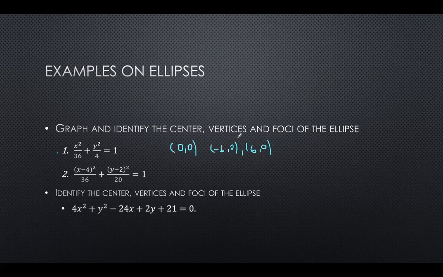And the other two co-vertices are on the y-axis, right? The b squared is 4, so b is 2. You have 0, 2, and 0, minus 2. And to calculate the foci, you need to find c. So c is equal to the square root of a squared minus b squared, which is the square root of 36 minus 4, the square root of 32.